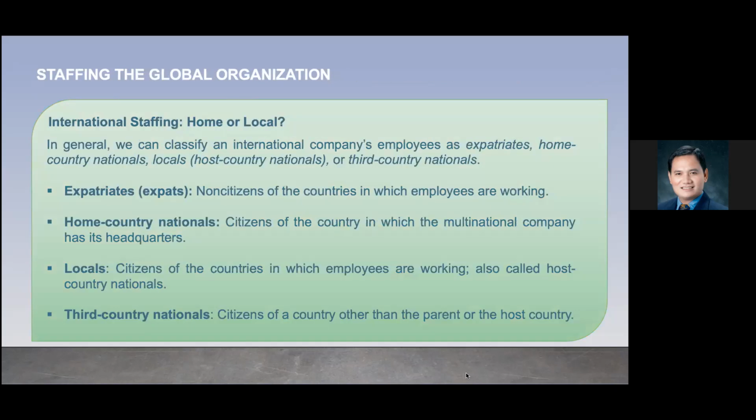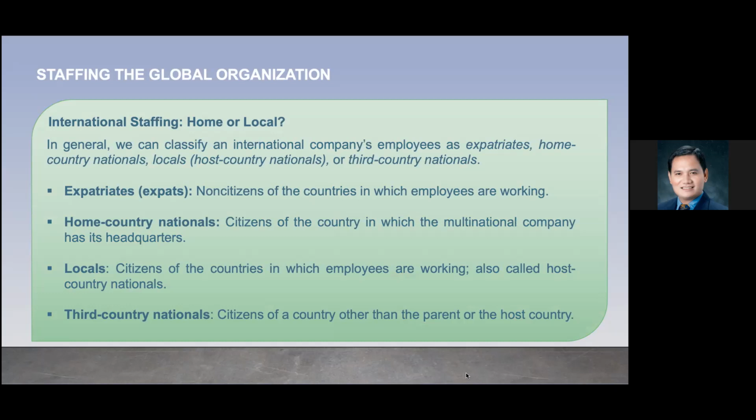Our next focus is staffing the global organization. Employers' focus today is increasingly on managing human resource activities locally. In other words, the main concern is on selecting, training, appraising, and managing the in-country employees where they do business. However, deciding whether to fill local positions with local versus expatriate or imported employees also remains a major concern. In general, we can classify an international company's employees as expatriates, home country nationals, locals or host country nationals, or third country nationals. So what does this mean?